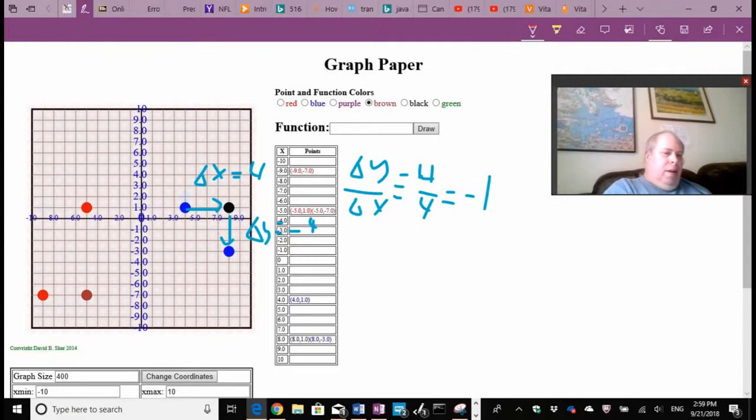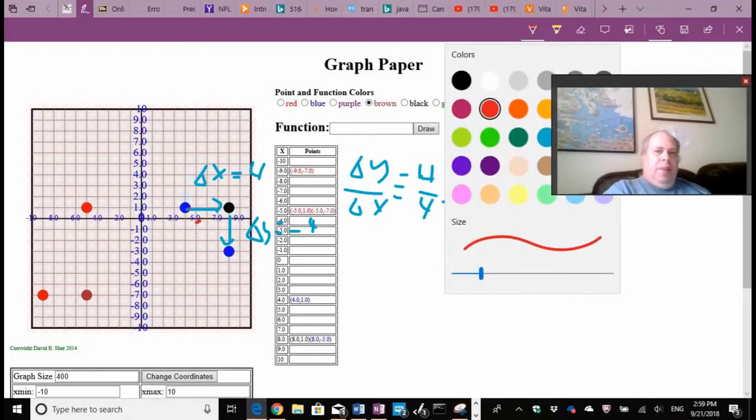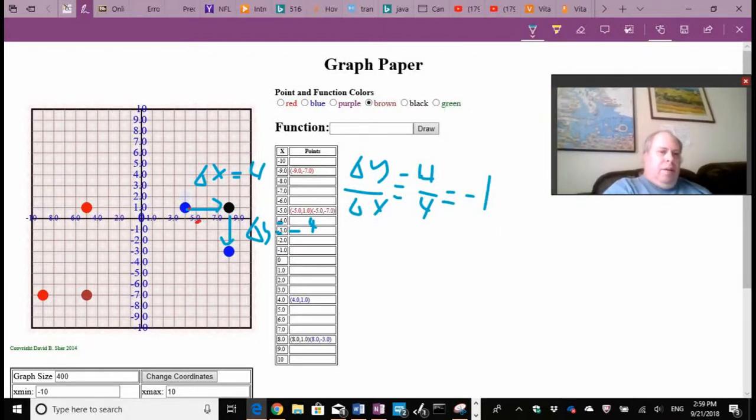Now, switch to red and work. Okay, before I do that, that says that if I go over 1 from this point, I'm going to move down 1. So let's switch back to blue. We'll go down 1, over 1, down 1, over 1, down 1, over 1, down 1. You see that the slope of -1 connects the 2 points. But that doesn't tell me where the intersection is going to be.